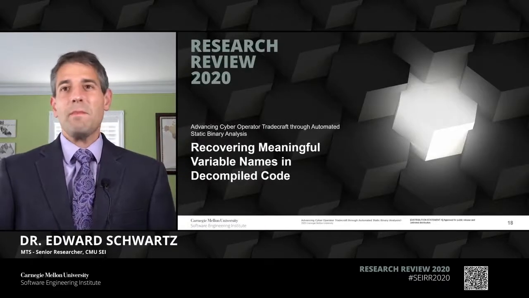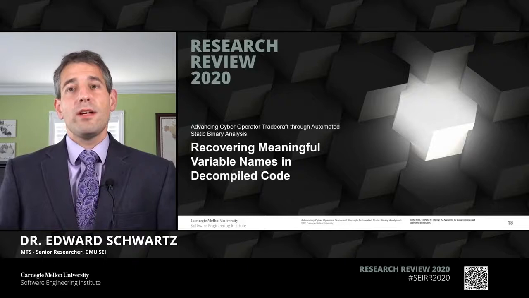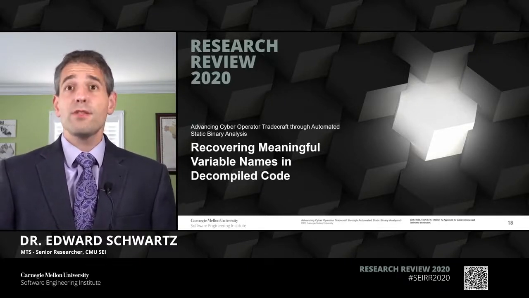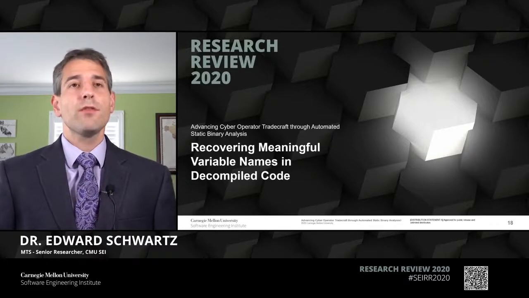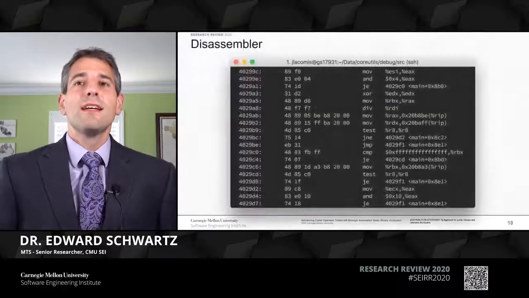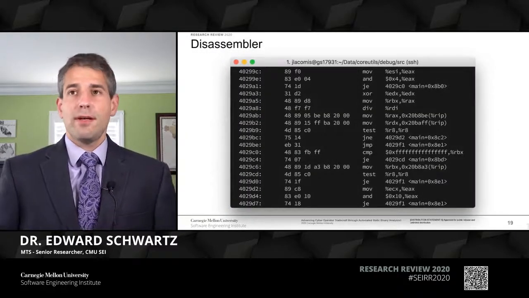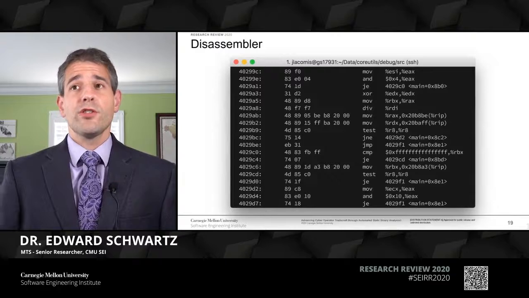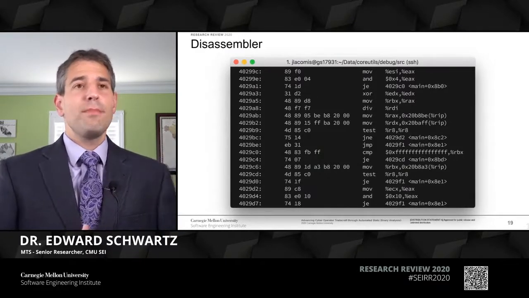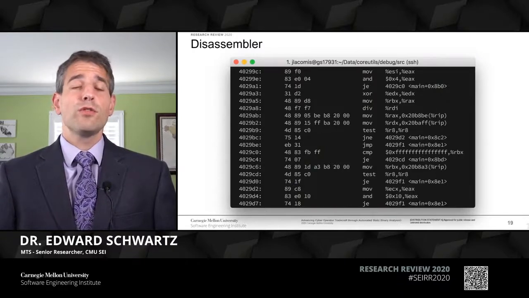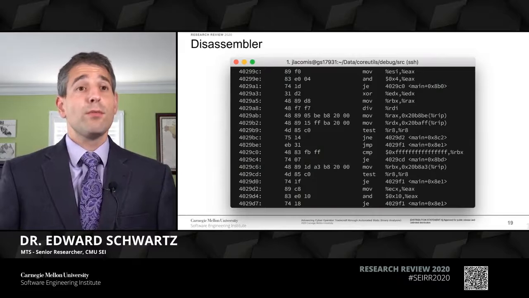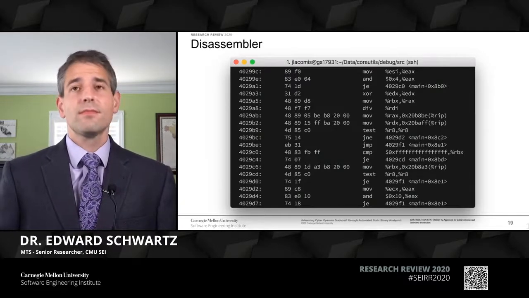All right, thanks, Cory. So I'm now going to talk about a different project at the SEI that's a little bit farther along in the research pipeline, specifically how we're working to automatically recover meaningful variable names in decompiled code. So I want to start off by talking a little bit about the different types of tools that a reverse engineer has at their disposal. What you can see here is an example of a very basic disassembler, which essentially takes the bytes in the executable and represents them in the form of assembly instructions.